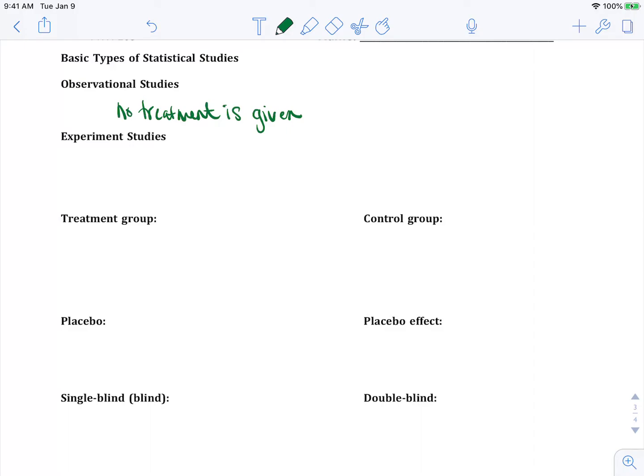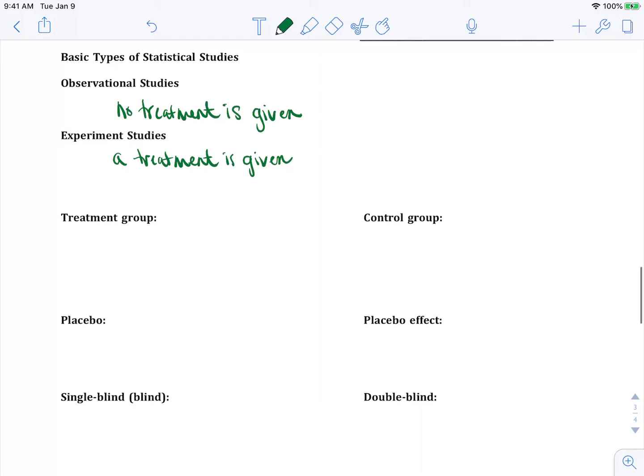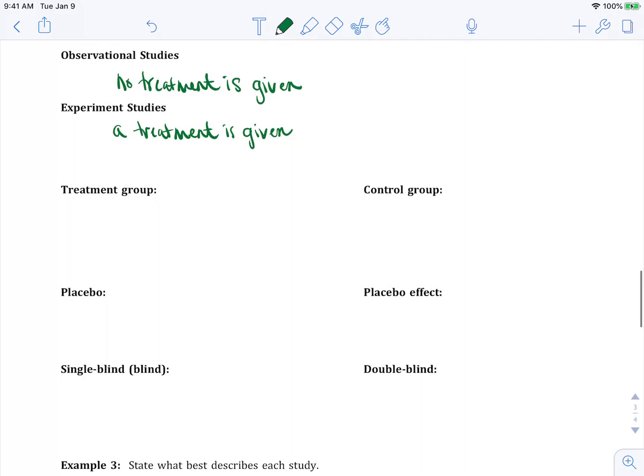The second one is experiment, and this is when a treatment is given. So we might introduce medicine, exercise, I don't know, an iPad for watching people's sleeping patterns, things like that. Now, within these experiment studies, there's some other definitions we have to discuss. So there's something known as a treatment group, and this is nice and straightforward. This is the group that receives treatment.